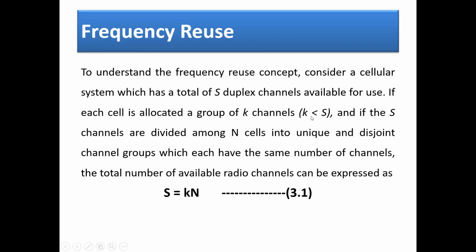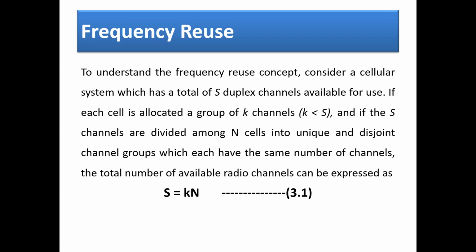Now if K equals S, this means we are going to allocate the whole channels to a single cell, and at that time we are going back to the early wireless communication generation.